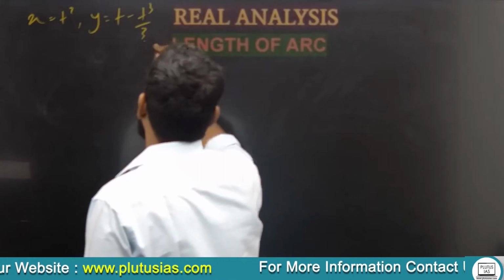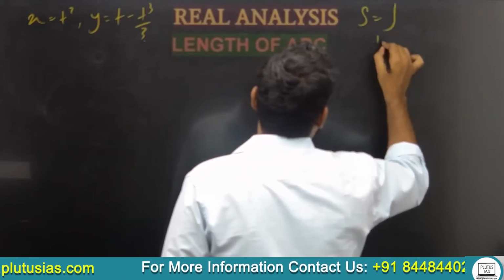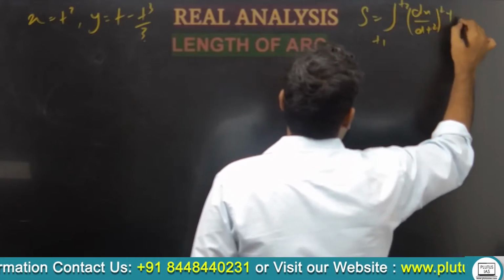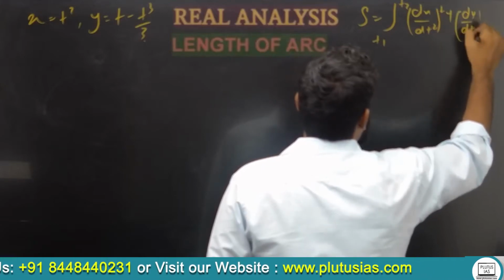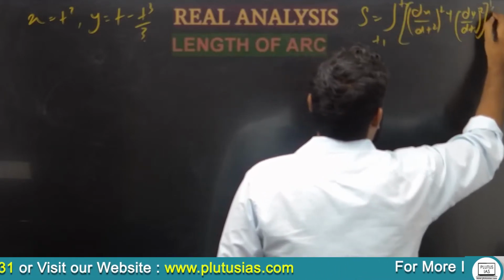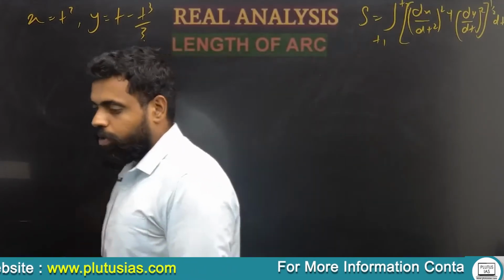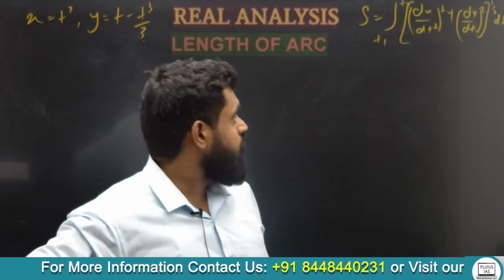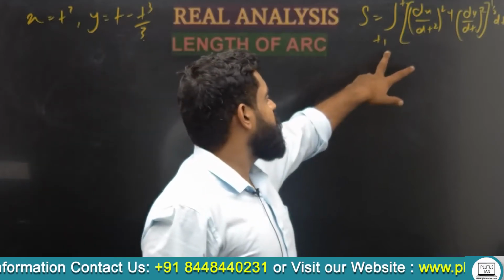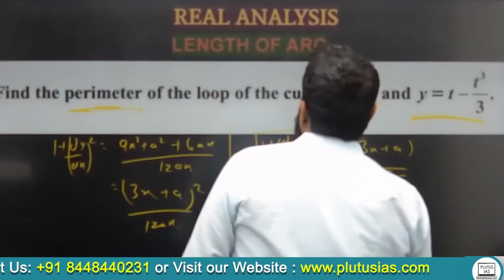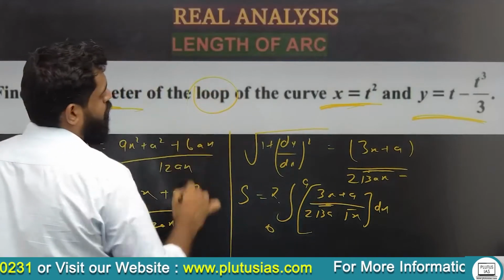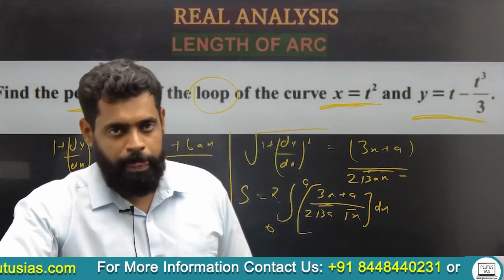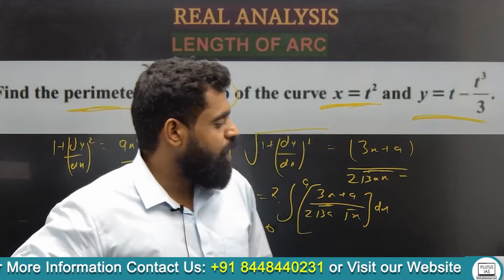Now we have the formula that s is equal to the integral from t1 to t2 of (dx by dt whole square plus dy by dt whole square) raised to the power half dt. Now we can easily calculate, but the challenge we are facing right now is what the limits t1 and t2 are, since the question says to find the perimeter of the loop of the curve. In this case we don't know where the loop would be, since it is given in the parametric form.